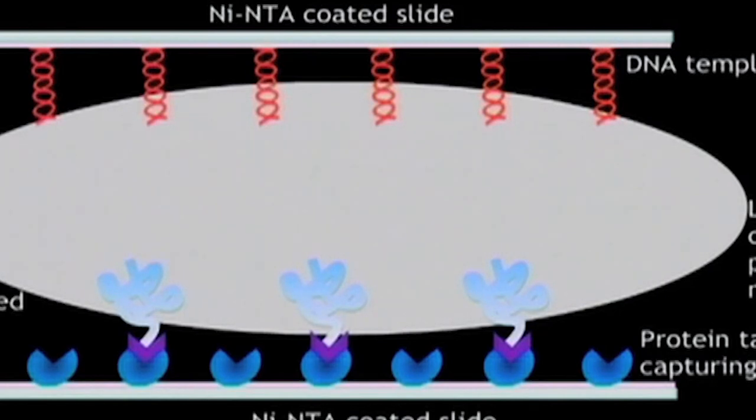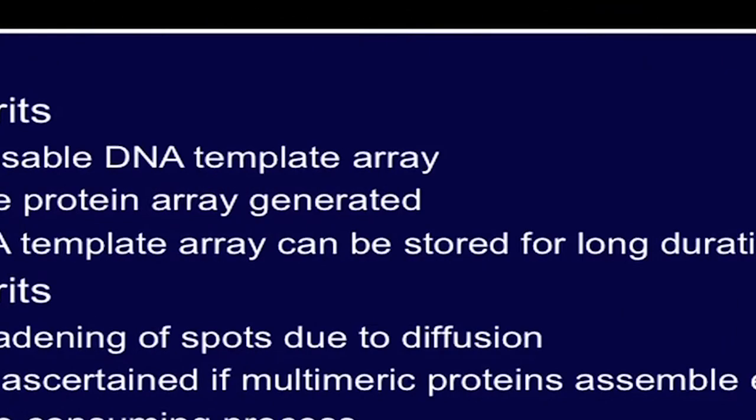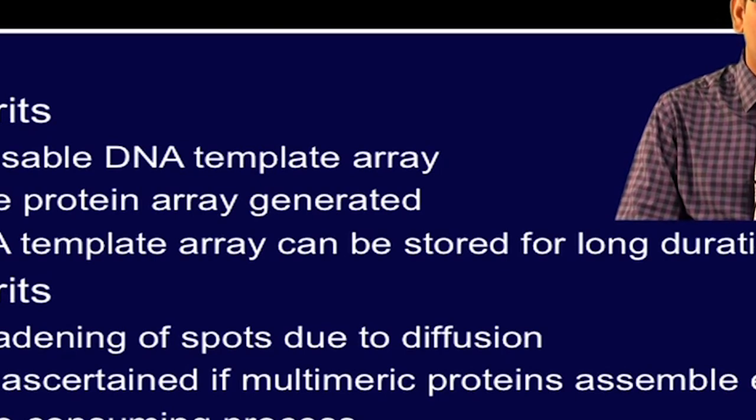The DNA template array can be reused several times by using this method. DAPA method provides few advantages as compared to the previously described methods. One could get pure protein because the protein is diffused from the membrane. The reusable DNA template is able to print multiple chips by using this chemistry, and the source template, which is DNA, that array can be stored at room temperature for long duration.